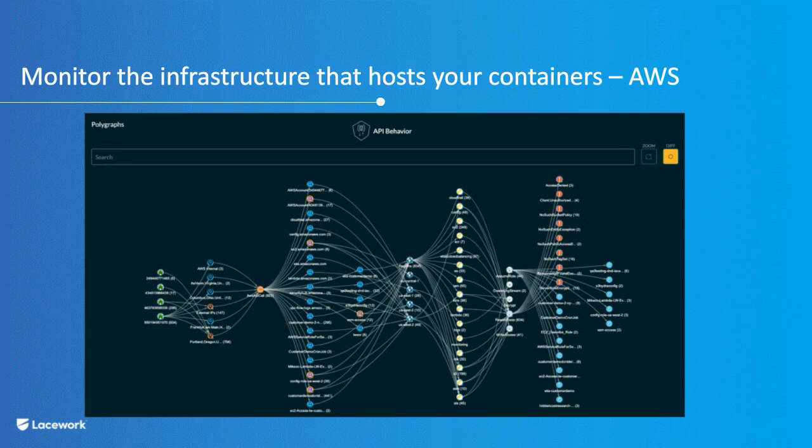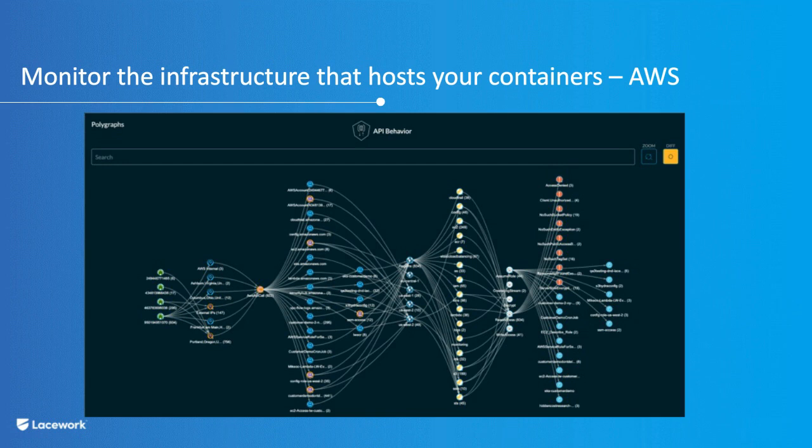All the principals, all the users, services, and roles. What regions are they accessing? What is the actual service within AWS that they're calling? The API call of that, and then ultimately the result of that API call.